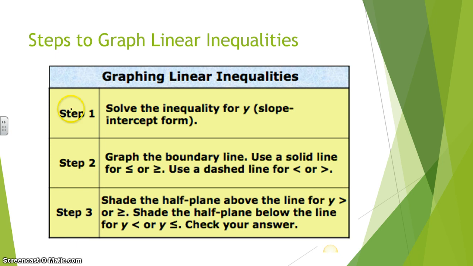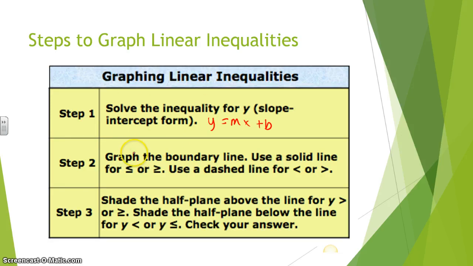So the first step, we're first going to solve the inequality for y, meaning we're going to put it in the slope-intercept form, so in the form of y equals mx plus b. But remember, the previous slide mentioned you are going to be replacing that equal sign with the greater than, less than, greater than or equal to sign, or less than or equal to sign.